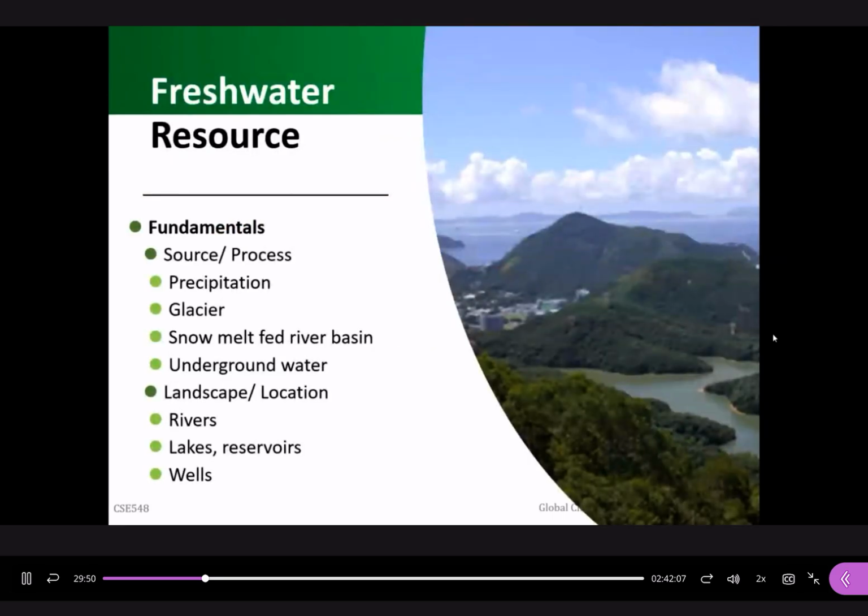The first section of the natural world is the freshwater resources, because this is the global cycling of the water resources. So here it shows some fundamentals about the freshwater resource: the source, the precipitation, the glacier, the snowmelt fed river basin, and groundwater, and so on. This describes the water cycle from the evaporation to the atmosphere, and then they go back to the ground, forming the rivers and going back to the ocean.